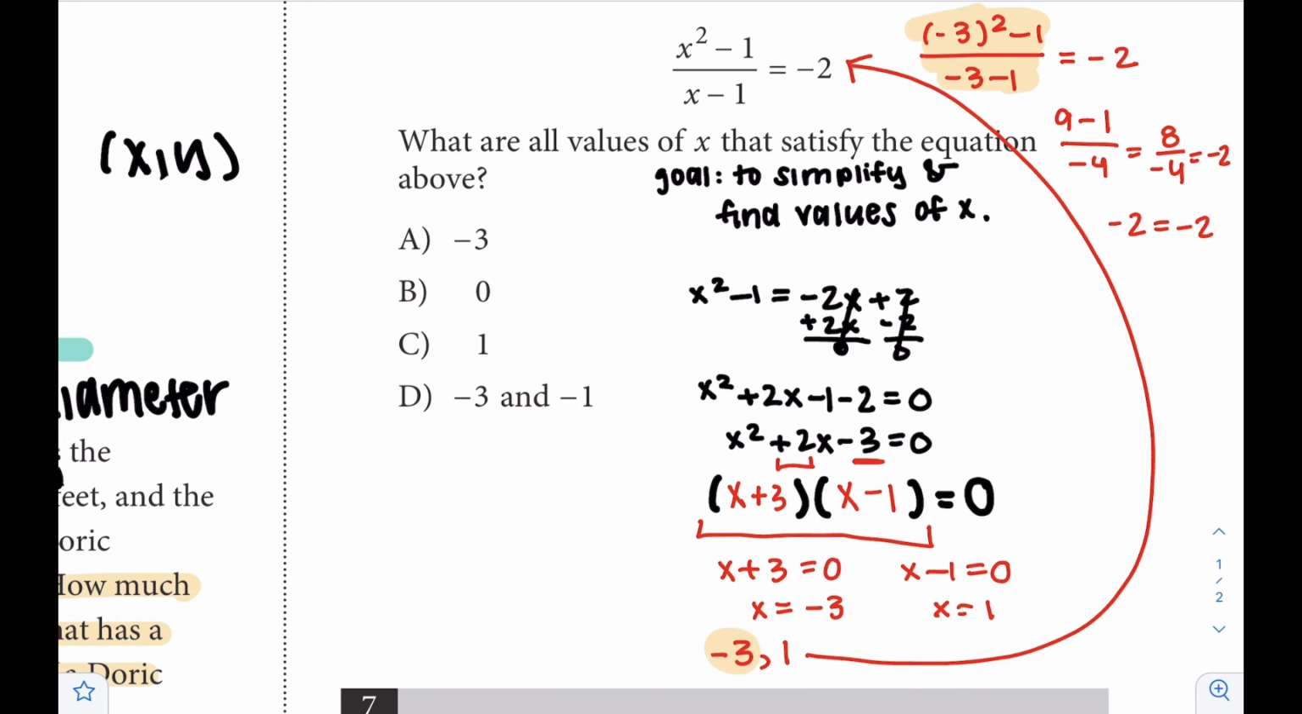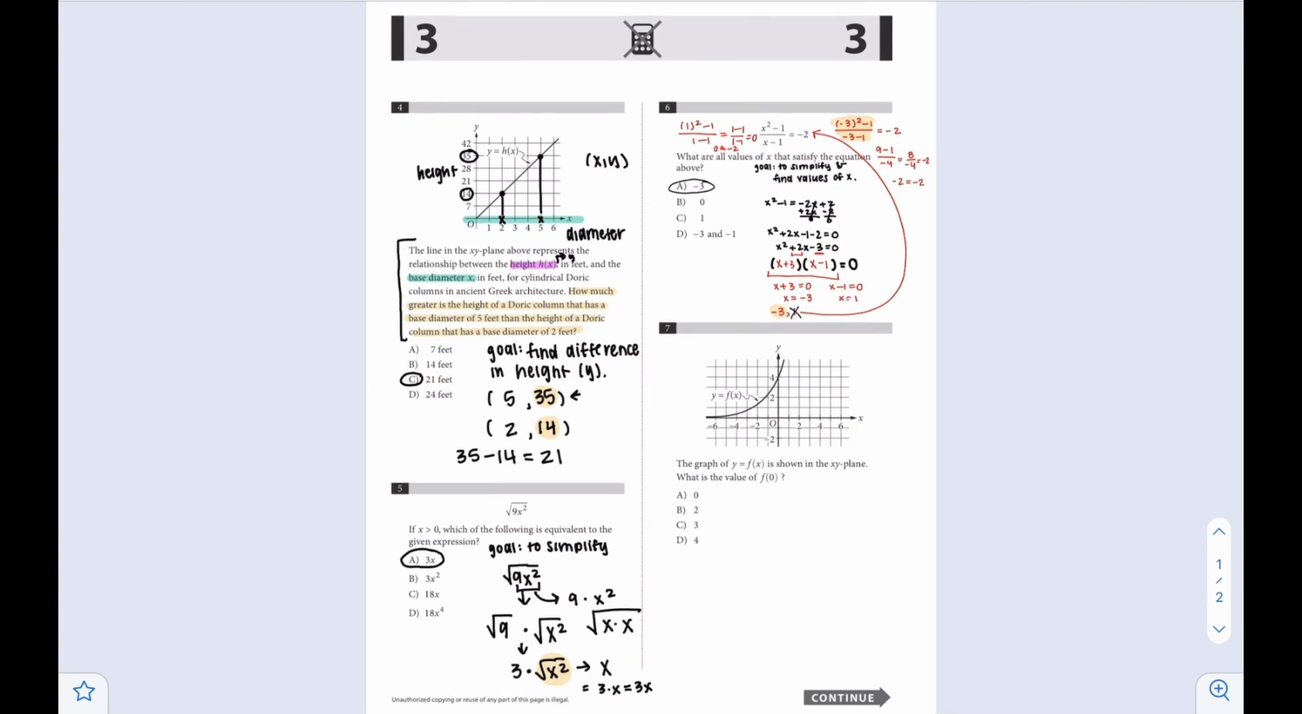Let's also plug in 1. 1 squared minus 1 over 1 minus 1. Will that give us negative 2? Let's check. 1 minus 1 over 1 minus 1 is 0, and 0 does not equal negative 2. So even though that's what we solved for, 1 does not satisfy the equation. So the correct answer is going to be A. So that's question number 6.